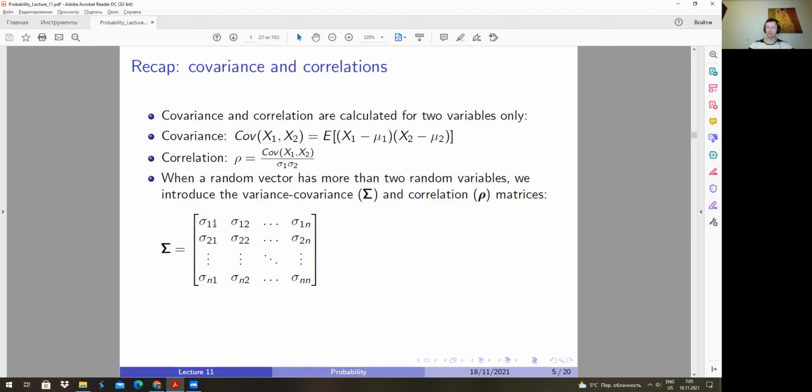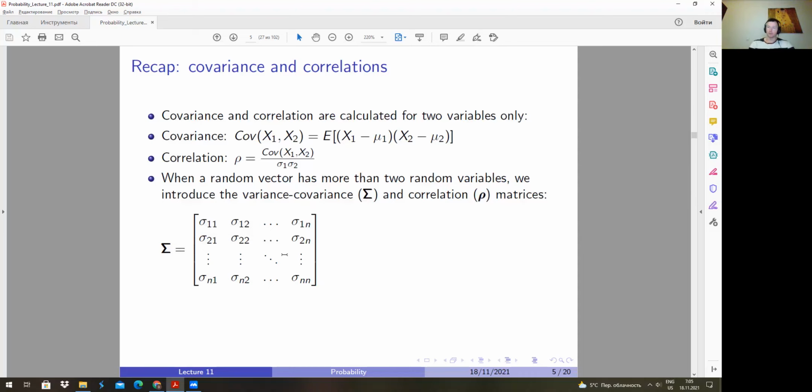Sigma 1,1 is simply the variance of the first variable, sigma 2,2 is the variance of the second variable, sigma n,n is the variance of the nth variable. And out of the main diagonal, sigma 1,2 is the covariance of first and second variable, sigma 1,n is the covariance of first and nth variable. And the same here, so the covariance of second and 1, which is the same as 1 and 2, so these two numbers must be equal. Sigma n1 is the same as sigma 1n, so we have a symmetric matrix, and this is going to be also a square matrix because we have n rows and columns.